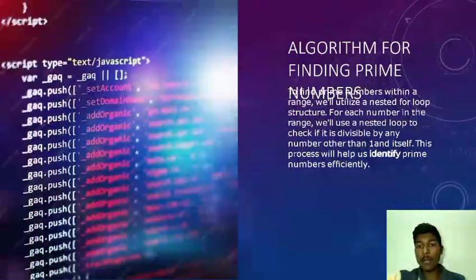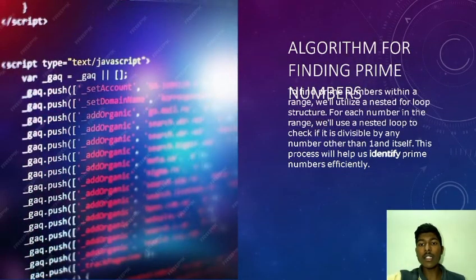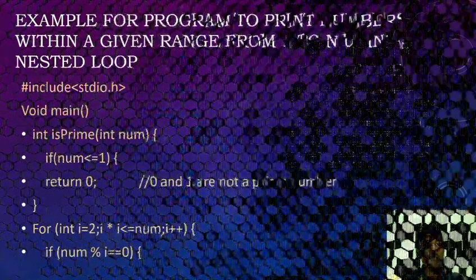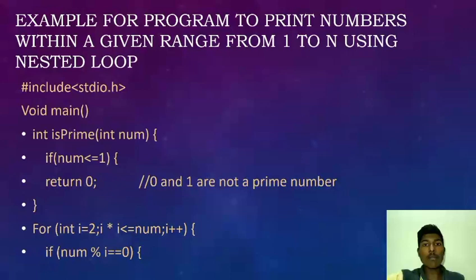Algorithm for finding prime numbers. To find prime numbers within a range, we will utilize a nested for loop structure. For each number in the range, we will use a nested loop to check if it is divisible by any number other than 1 and itself. This process will help us identify prime numbers efficiently. Now we will see the example: a program to print prime numbers within a given range from 1 to n using nested loop.